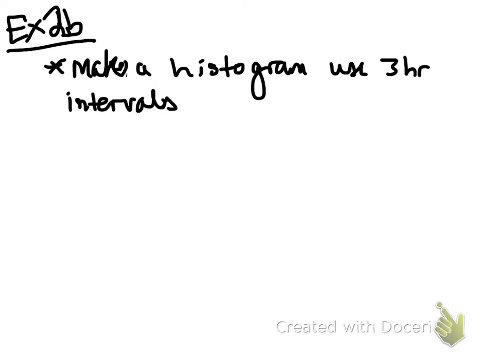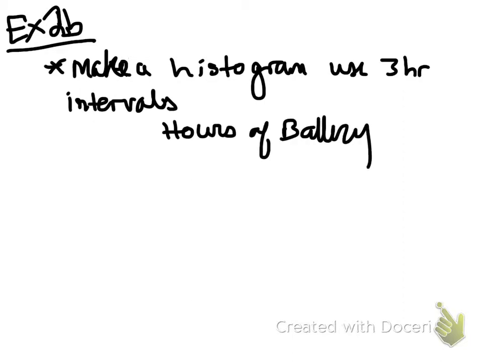Okay, so you're going to need to make a new frequency table and make a new histogram, but you're going to be still displaying hours of battery life. You're still looking at that same set of data. So go ahead, pause the video, use that same set of data from the previous page, and use 3-hour intervals to display this information.